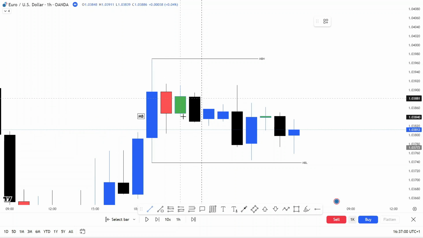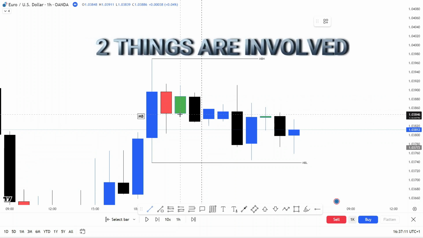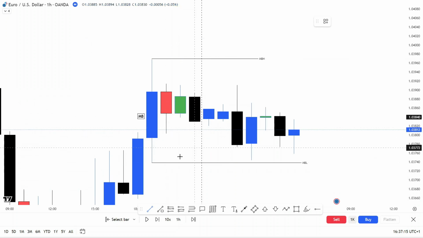So what do we have? We have this and we have this. If you notice, we have 2 inside bar candles. Whenever we find this, we are going to ignore the first one and pick the second one. Now, 2 things are involved. Whenever we find situations like this, it means that either the highs or the lows, our draw on liquidity, either the MBH or the MBL, the mother bar high or mother bar low, as the case may be, is going to be a strong zone.